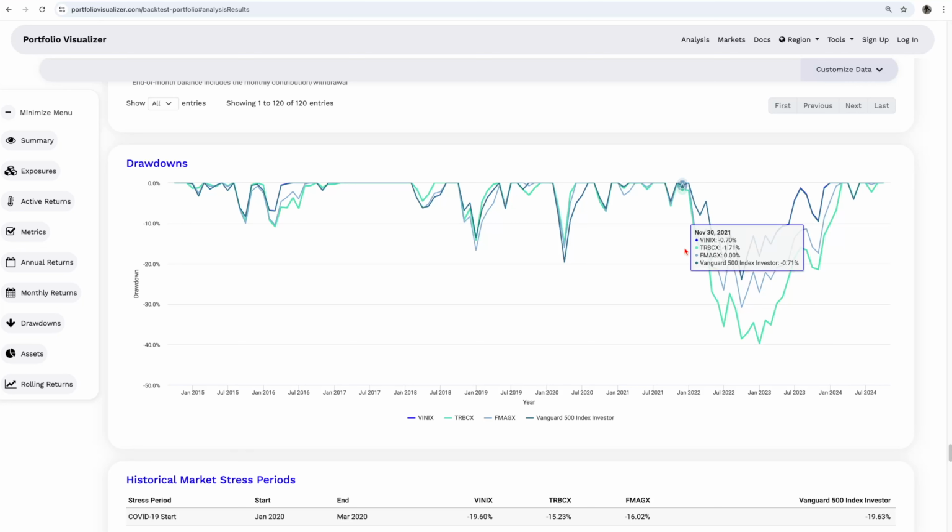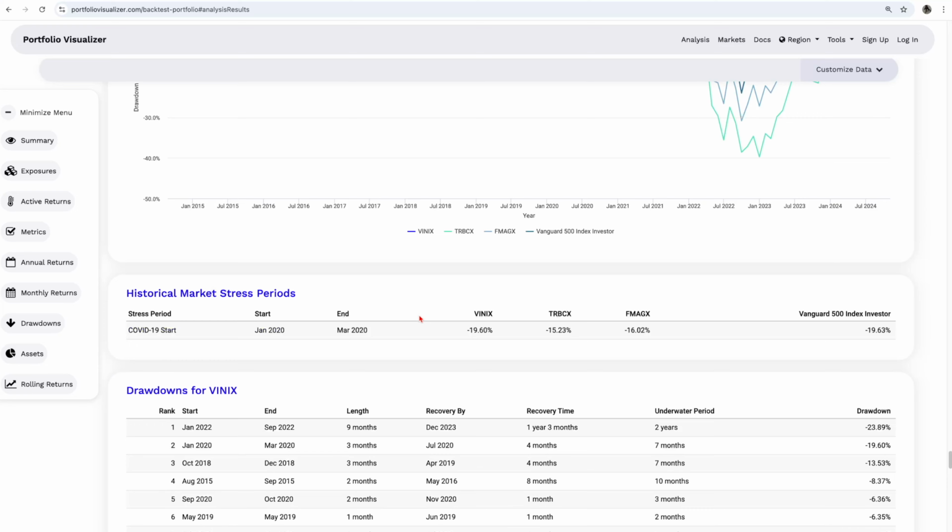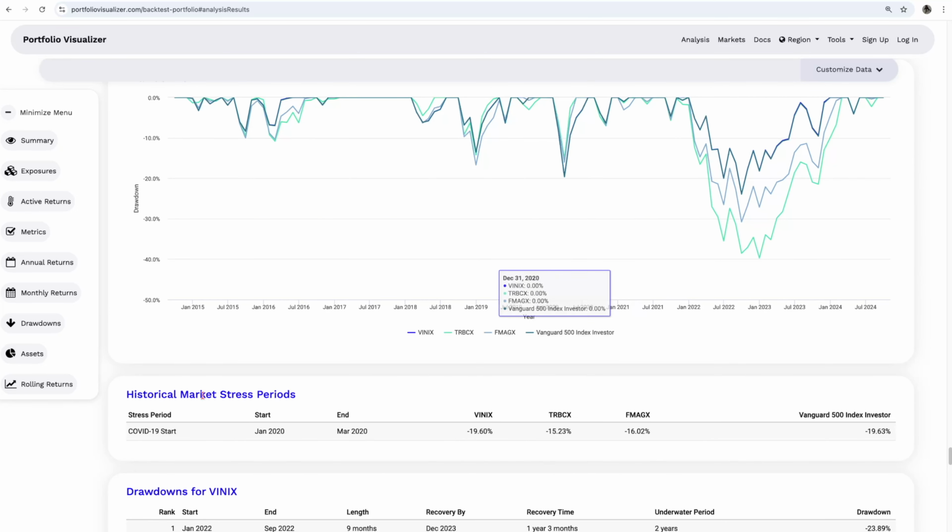T. Rowe Price, when we had the pandemic, it had a steeper drop than the other two. This just goes back to having a growth fund. You're going to have a pretty good growth, but you're also going to have to be ready for when it does go down. Do you have the stomach to withstand that? It not only shows you the drawdown, but what are some of the historical market stressors for that period and how the fund performed during those stressors.